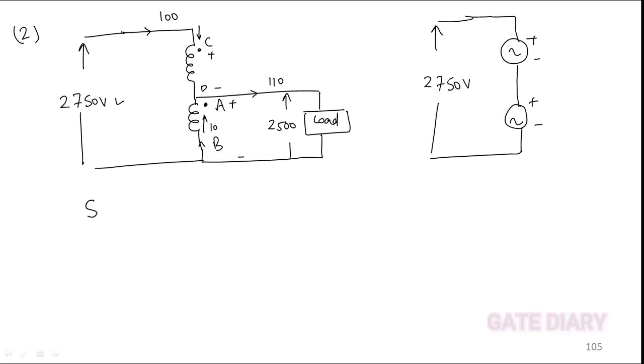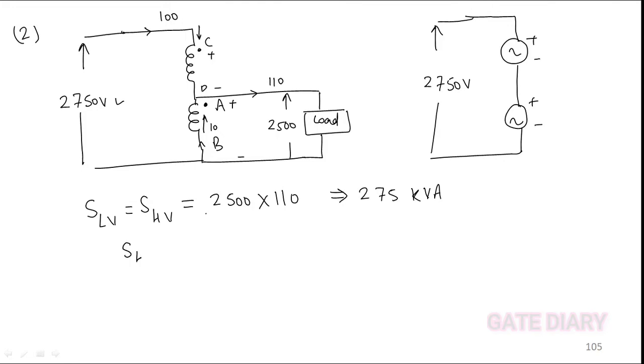Now find out its rating. S_LV equal to S_HV, apparent power will be the same. I'm neglecting the loss. So here 2500 into 110, and you will get 275 kVA. This is the best option to connect, the highest rating, 275. I calculated this kVA at the secondary side.